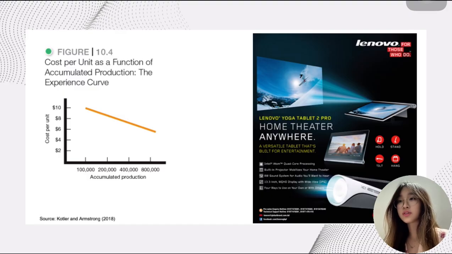The experience curve shows another cost advantage. As accumulated production increases, cost per unit decreases. This isn't just scale, it's organizational learning. Companies get better over time: workers become more efficient, processes are optimized, waste is reduced, and procurement improves.